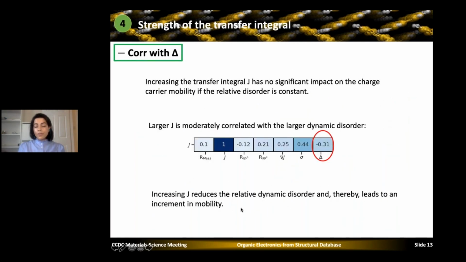The first one was also really interesting because if you look at the literature, the theoretical works that assume a constant value for the relative dynamic disorder found that increasing the charge transfer integral does not increase the mobility. However, what we are seeing here is that increasing the transfer integral can decrease the relative dynamic disorder and implicitly can boost the mobility.